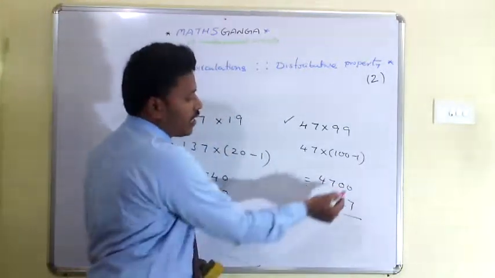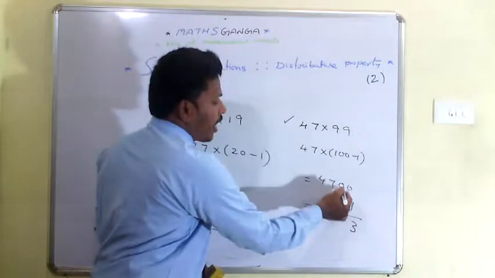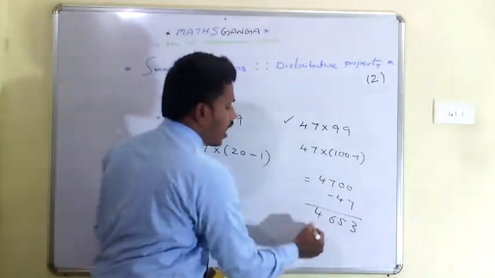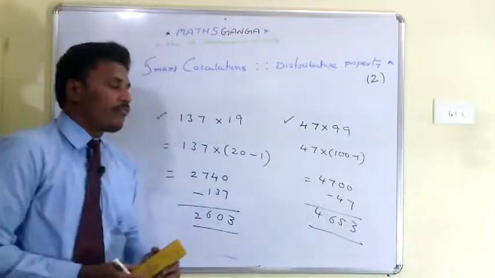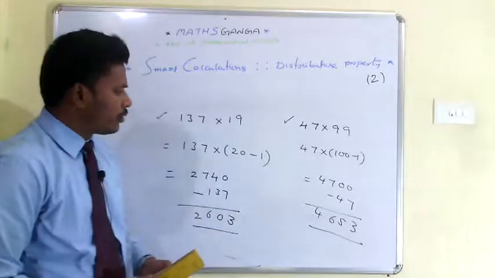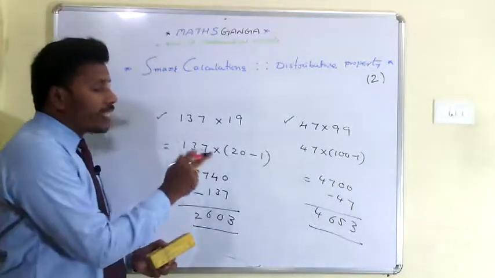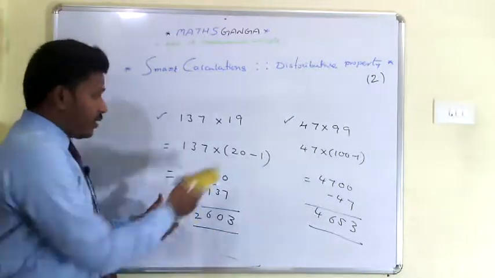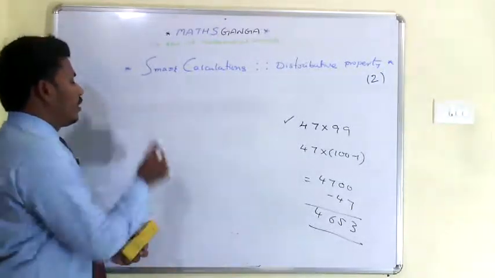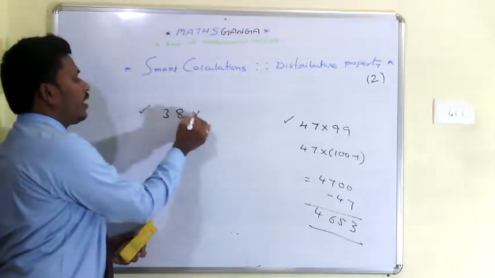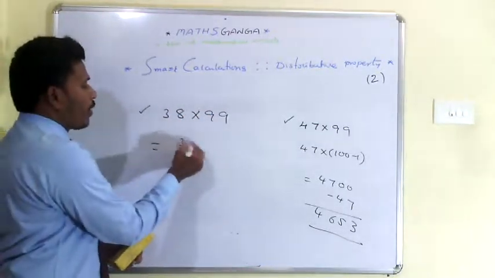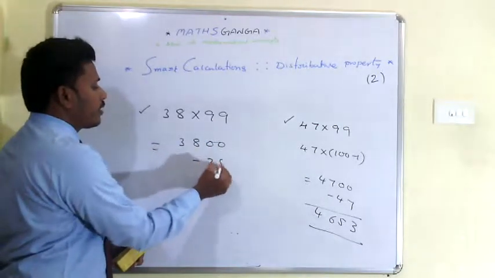The result is 10 minus 7 is 3, 9 minus 4 is 5. So 1 is already borrowed, so this is 6, and our answer is 4653. If the number of nines and the number of digits are the same, like 47 into 99, for example, if you take another number, something like 38 into 99, this is 100 minus 1. Then what will happen? 3800 minus 38.